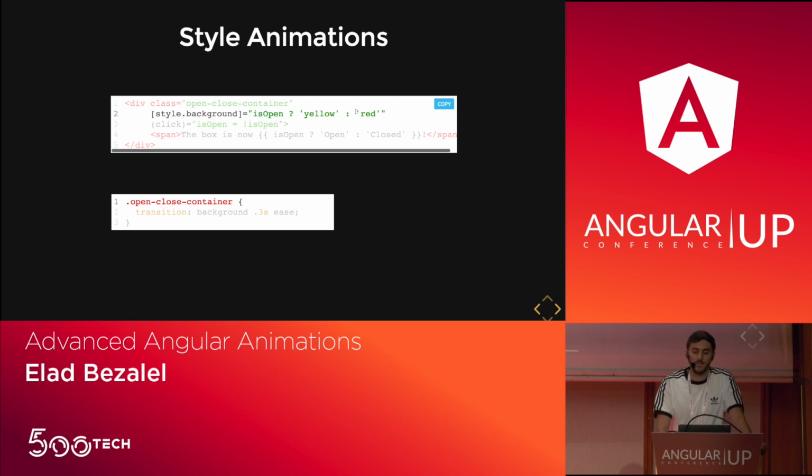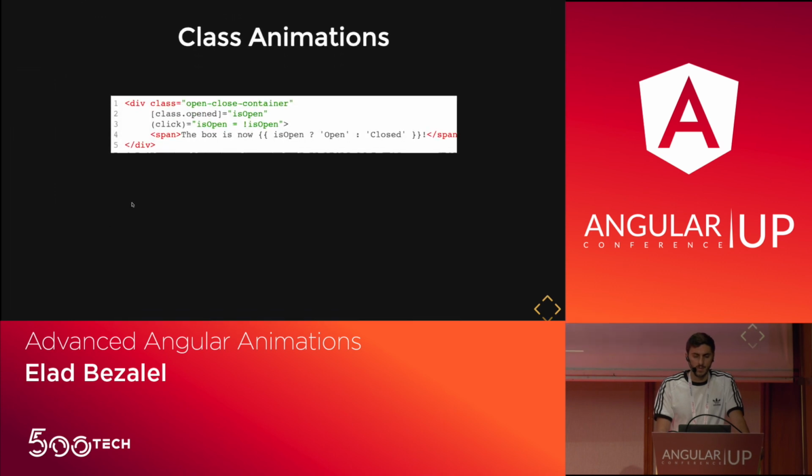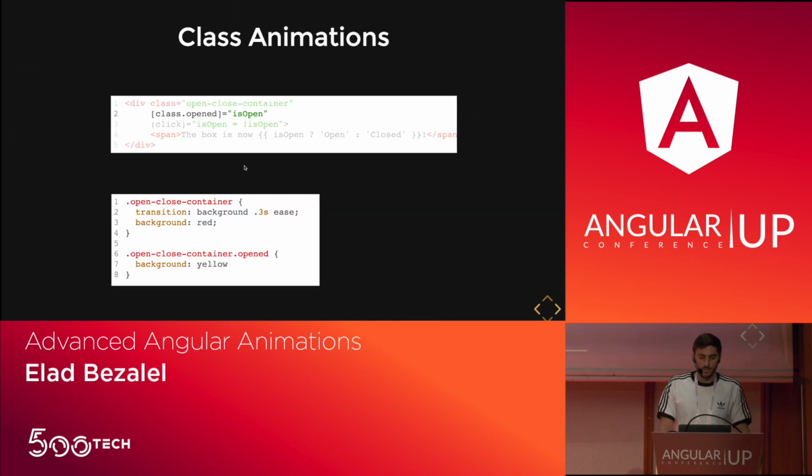If it's false, I will show red. Simple. And then all I have is a transition on the background. That's it in the class. And contrary, we have class animations. I can hook into a class, and then once the expression is true or false, it will put that class on this element. The same thing as before. We have is open, and then once the opened class is being applied, we change it to yellow, and we still have the transition.